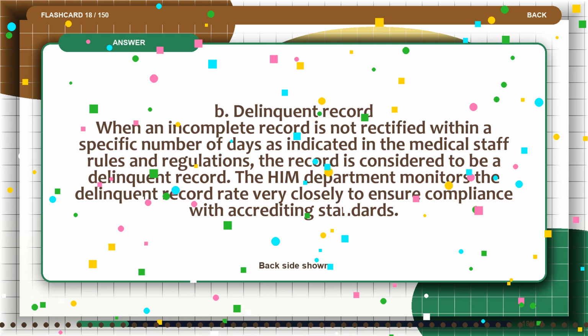The answer is B. Delinquent record. When an incomplete record is not rectified within a specific number of days as indicated in the medical staff rules and regulations, the record is considered to be a delinquent record. The AHIMA department monitors the delinquent record rate very closely to ensure compliance with accrediting standards.